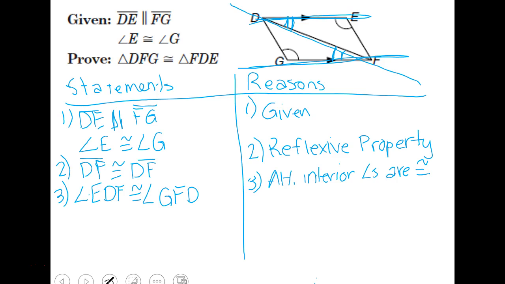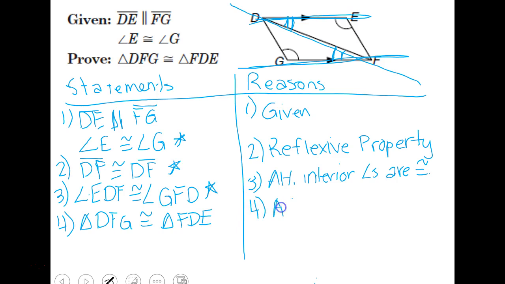Now, I have stated right here that one set of angles is congruent. Here, a side is congruent, and here another angle is congruent. Notice the side is not between those two angles, so we're going to say that triangle DFG is congruent to triangle FDE, and our reason is angle side. And that is what we wanted to prove, so we are done with this proof.